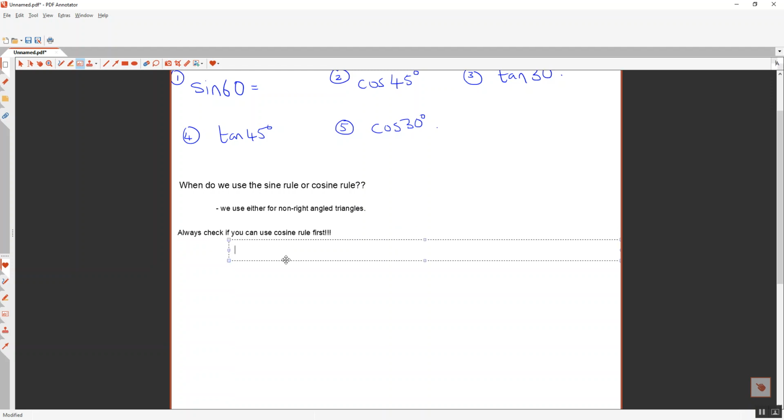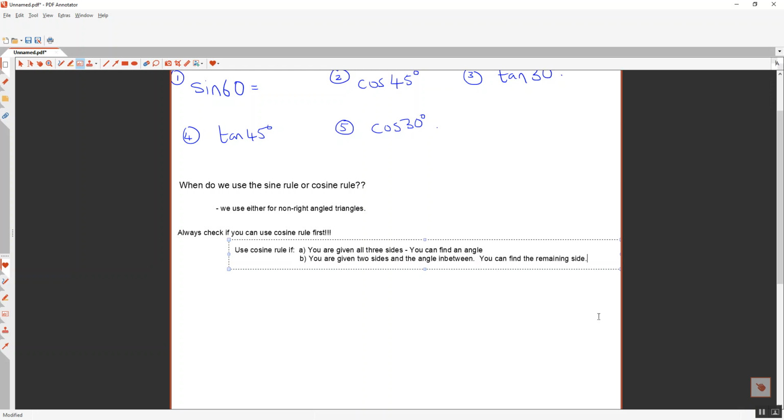You can use the cosine rule if either A, you are given all three sides. If you're given all three sides, this means you can find an angle. Or B, you can use the cosine rule if you are given two sides and the angle in between. And if this is the case, you can find the remaining side. That is the first thing that you always check. If you can't do those two things, then you use the sine rule. If you can't use the cosine rule, use the sine rule.